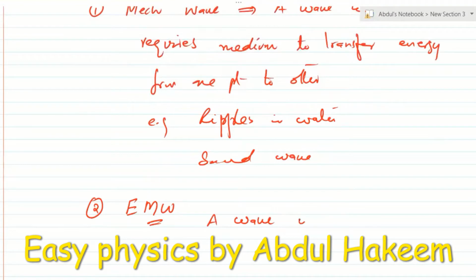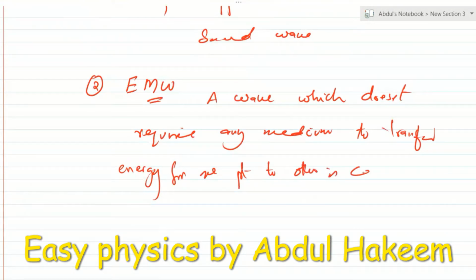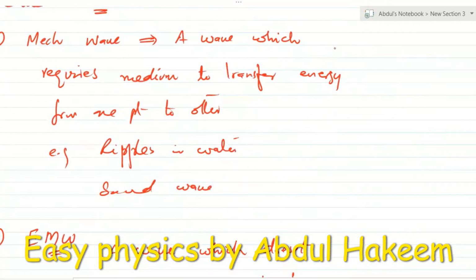A wave which does not require any medium to transfer energy from one point to other is called electromagnetic wave. Now, this mechanical wave is produced by disturbing the medium.